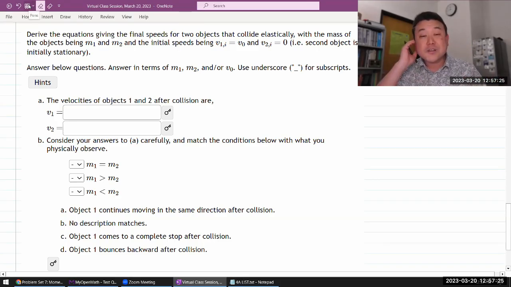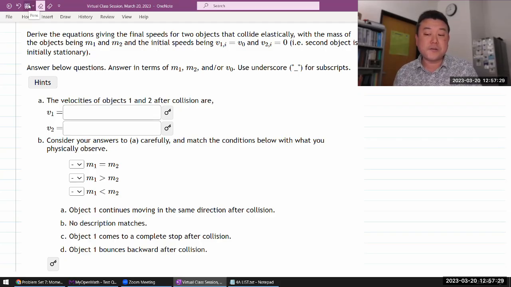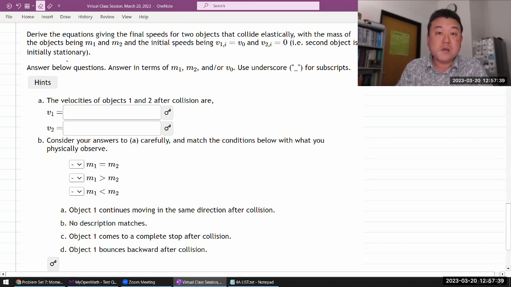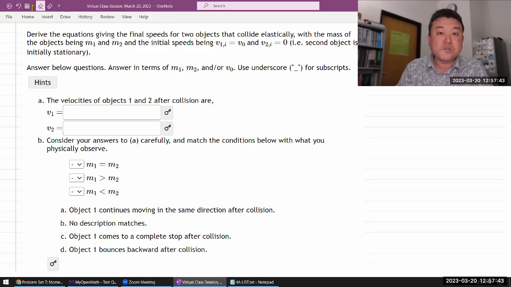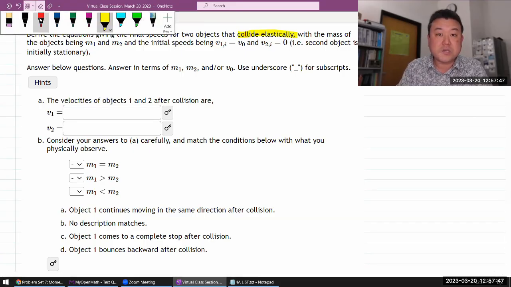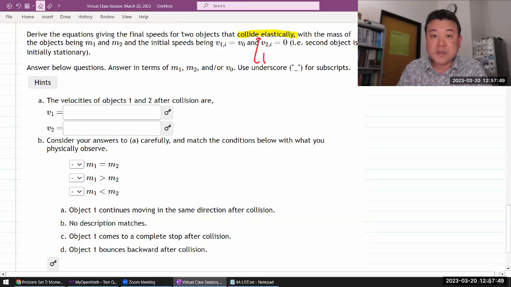And I guess the other shortcut professionals might use as well is looking at the textbook. But sometimes the textbook doesn't have the exact equation you're looking for. So what do you do in that case? The shortcut I'm showing you works more generally. So this is what the question is saying: derive the equations giving the final speeds for, let me highlight the important part, two objects that collide elastically, which is telling us that kinetic energy is conserved.